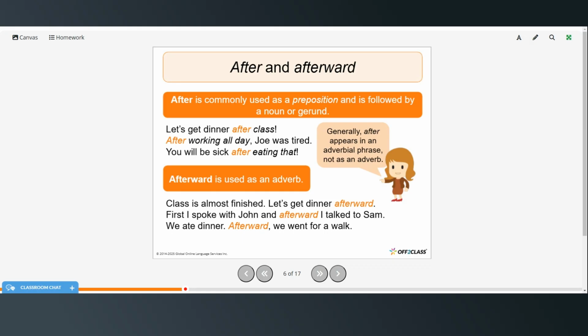After is commonly used as a preposition and is followed by a noun or a gerund. So let's get dinner after class. After working all day, Joe was tired. You will be sick after eating that. So generally, after appears in an adverbial phrase, not as an adverb.